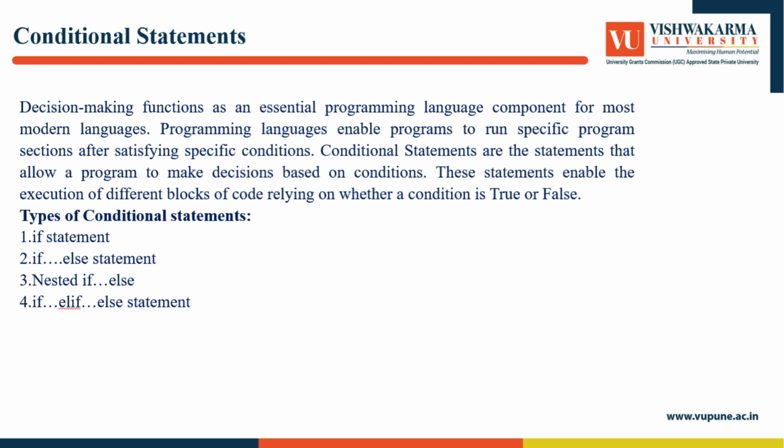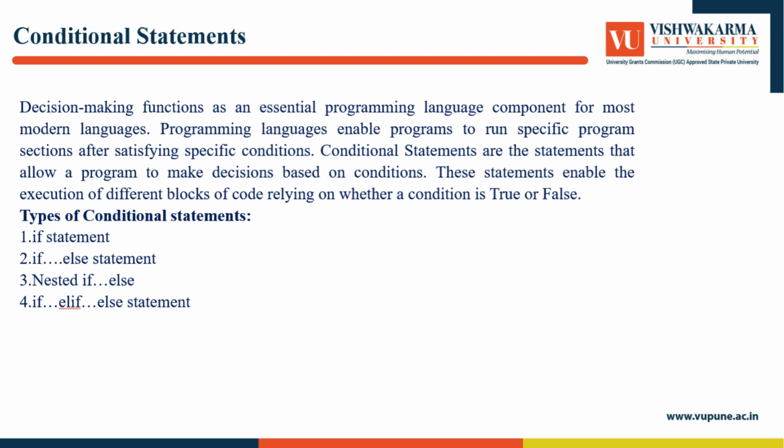Decision making is a key part of most programming languages. It allows programs to choose different actions depending on certain conditions. This is done using conditional statements. These are special instructions that let a program check if something is true or false and then run certain parts of the code based on the result.